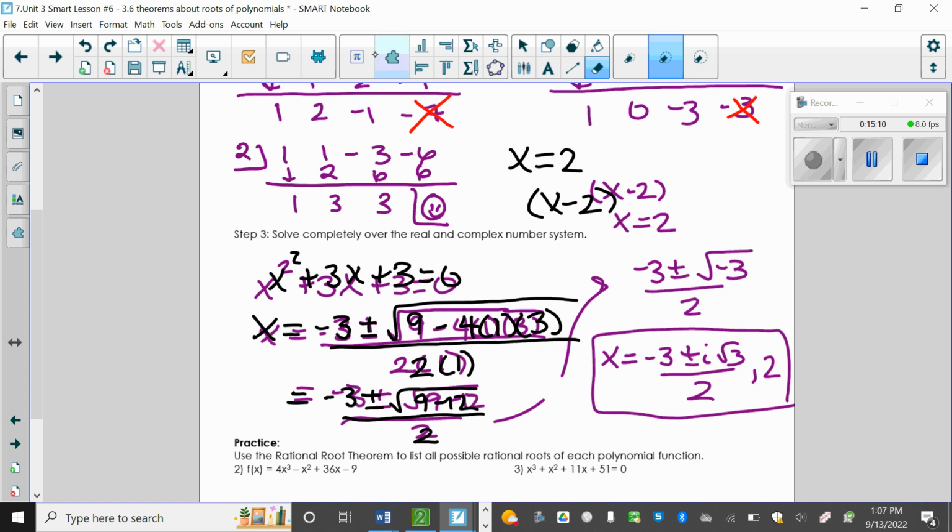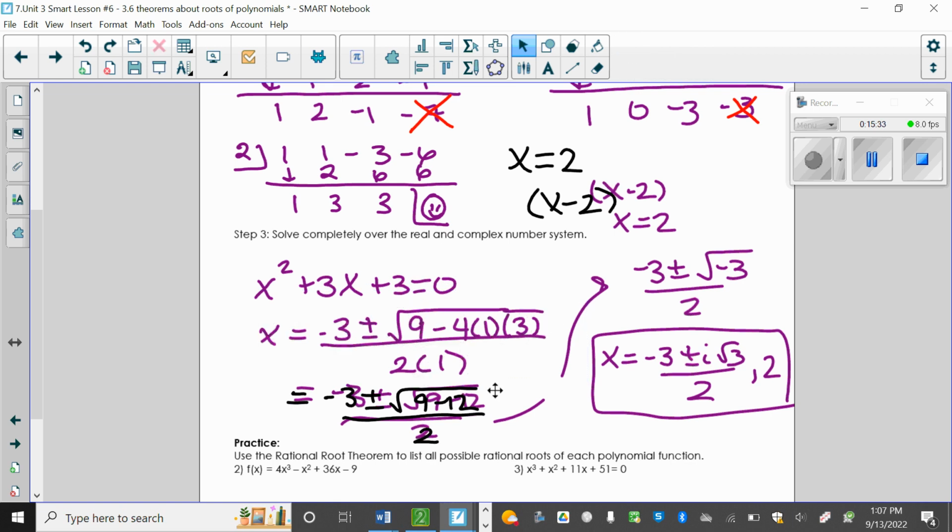Which then gives us -3 plus or minus the square root of -3 all over 2, which then gives us -3 plus or minus i root 3 all over 2. I'm going to clean this up really quickly so I don't have the double writing. There we go.